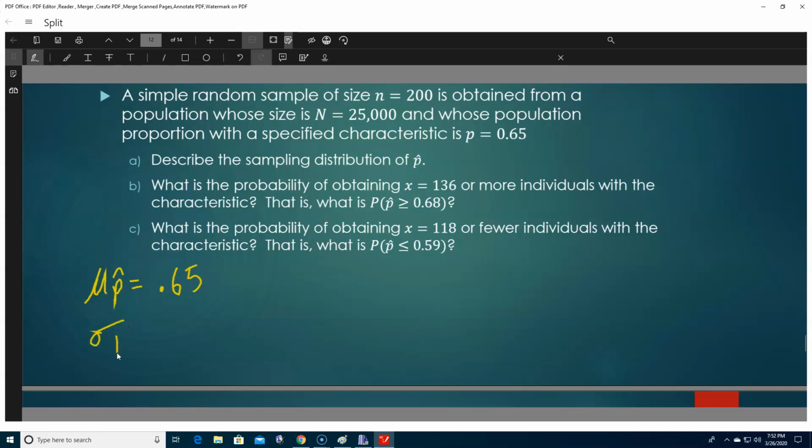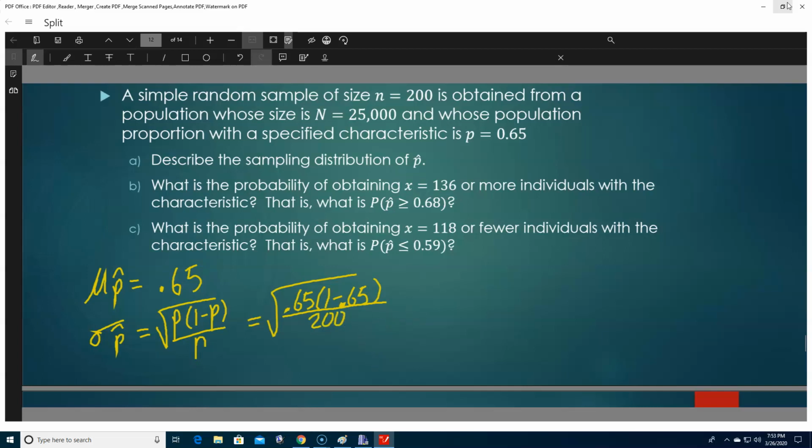And then we need sigma p hat. Sigma p hat, we have to use that formula: square root of p times 1 minus p over n. So then we get the square root of 0.65 times 1 minus 0.65 divided by n. Now remember, our formula calls for little n. They may throw a big N to confuse you. Don't worry about it. Always look for a little n, small n. So that's divided by 200.